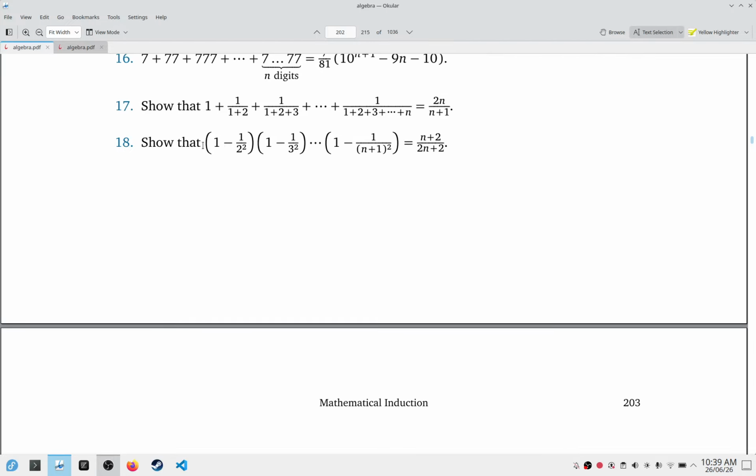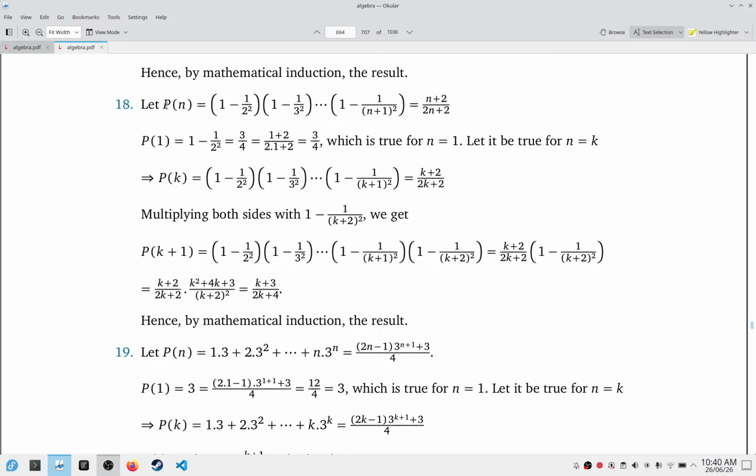Question 18 says that show that (1 minus 1 over 2 square) times (1 minus 1 over 3 square) up to (1 minus 1 over (n plus 1) whole square) is equal to (n plus 2) by (2n plus 2). So as usual, we let it to be equal to Pn and we put n is equal to 1. So left hand side becomes 1 minus 1 over 2 square, that is 3 by 4. And right hand side becomes (1 plus 2) over 2 into (1 plus 2), that is 3 over 4.